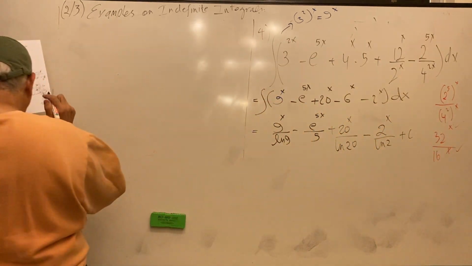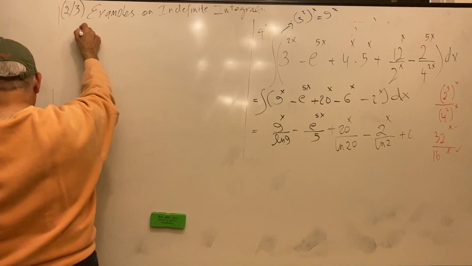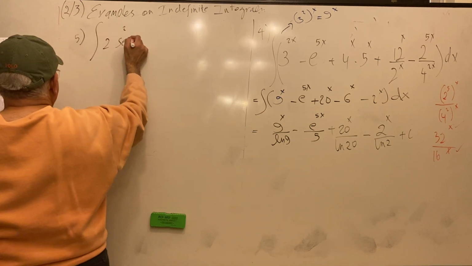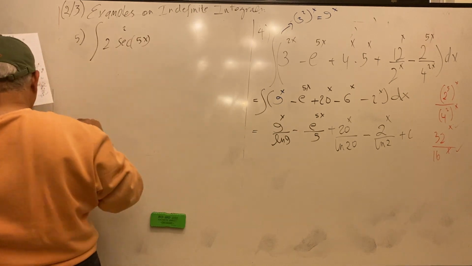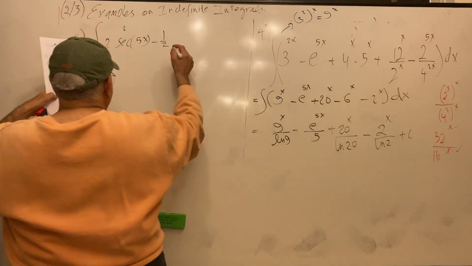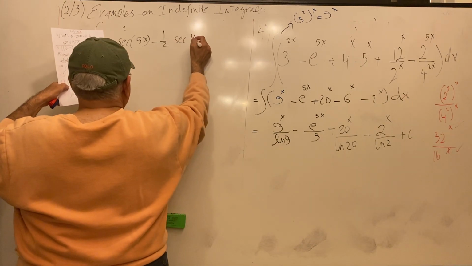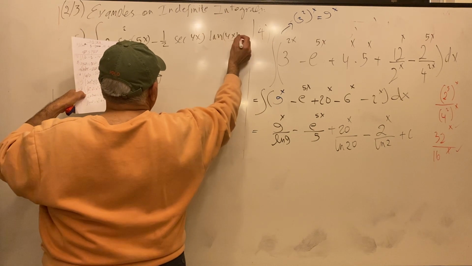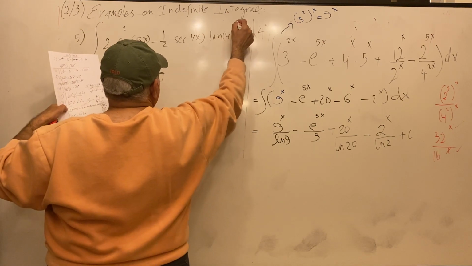Now, ladies and gentlemen, let's look at example number 5. 2 secant squared 5x minus half secant 4x tan 4x dx.